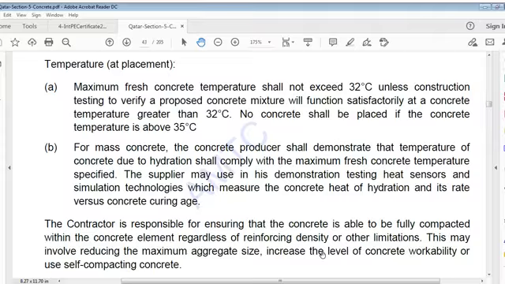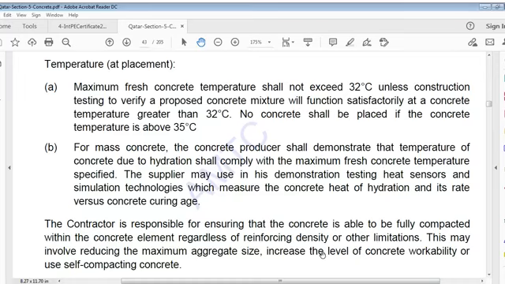For massive concrete, this word mass actually is a misnomer; it's called massive concrete. In massive concrete, the concrete producers shall demonstrate, I mean to say, the concrete ready mix plant shall demonstrate that the temperature of concrete due to hydration shall comply with the maximum fresh concrete temperature specified above.